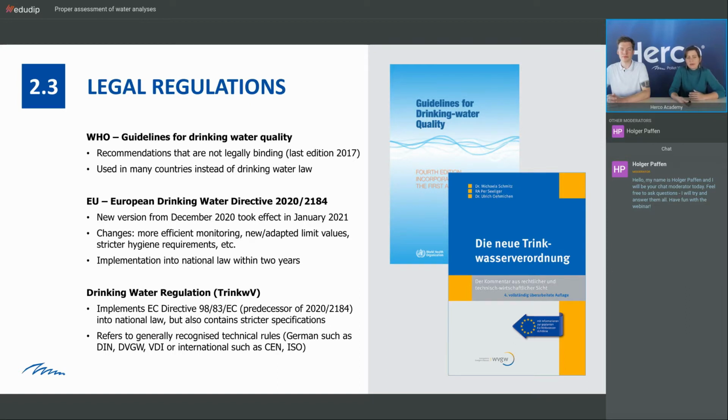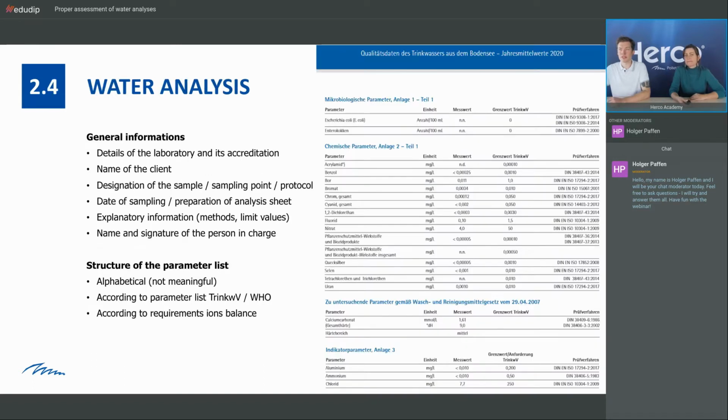Okay, and then this regulation sometimes refers to technical rules that can be DIN or ISO in Germany. That could be some organization like VDI, which is sort of some German engineers. But again, these rules are relatively harmonized, at least inside the European Union. On this slide, we see an example for a water analysis.